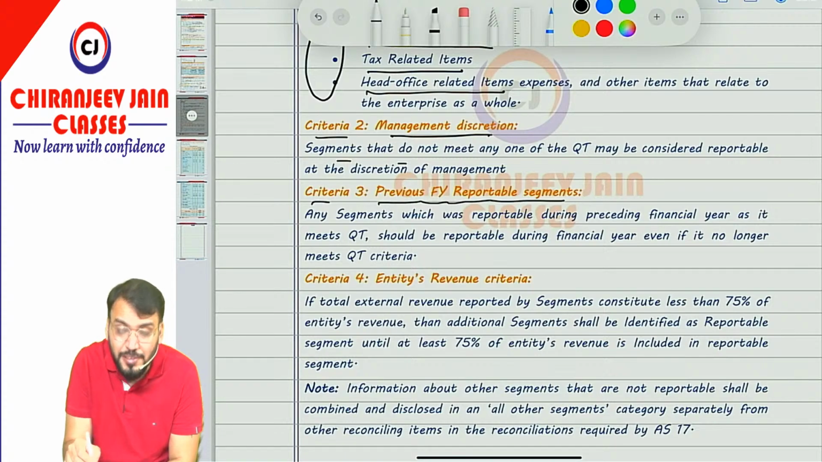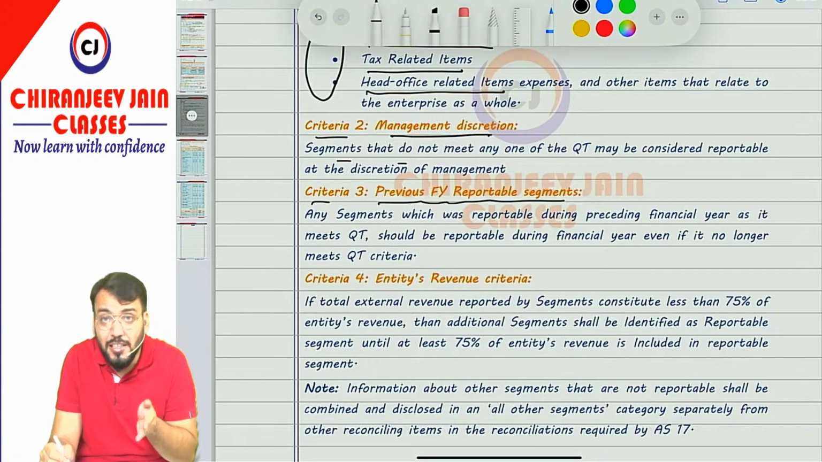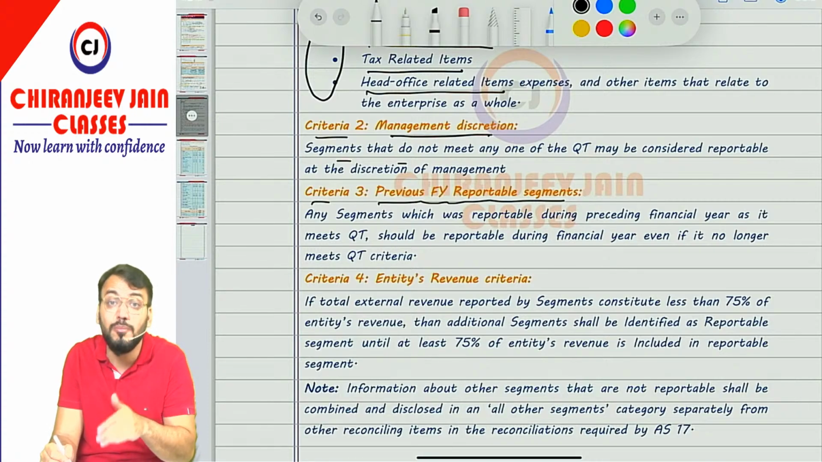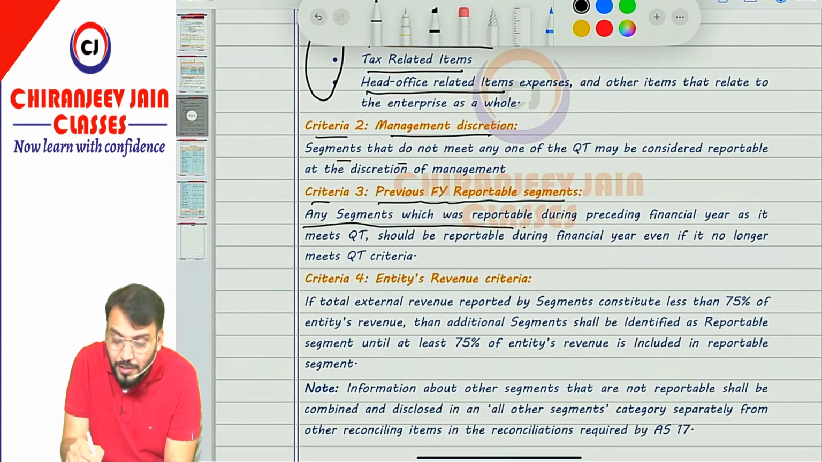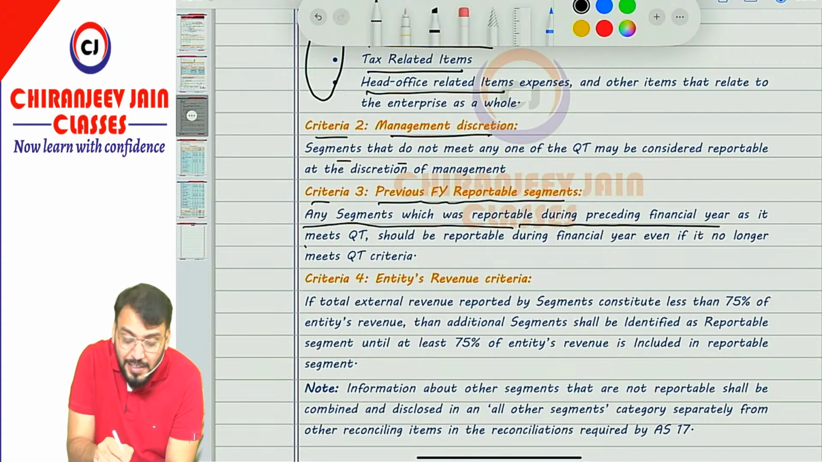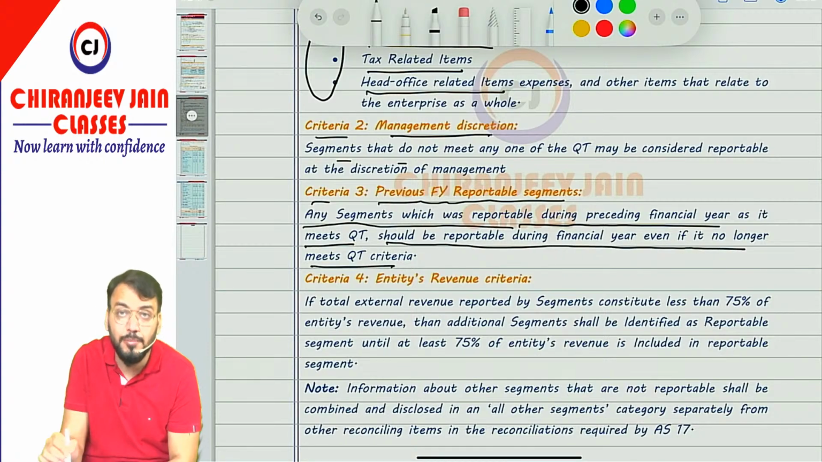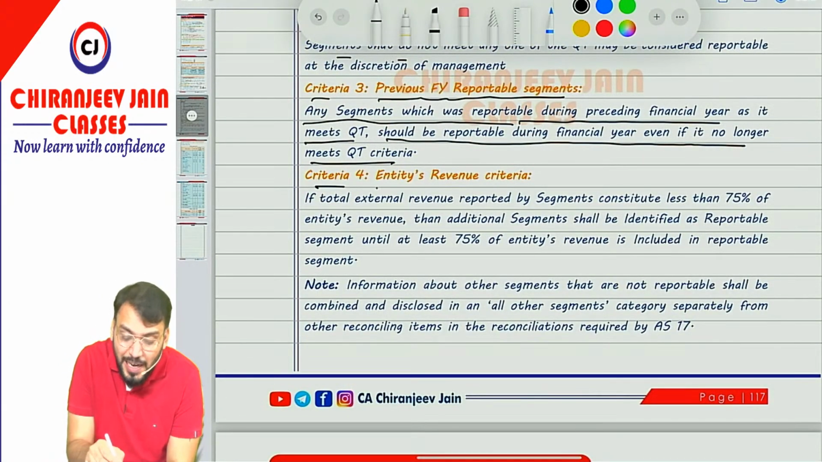Previous year reportable segment. What they want to see is if any segment was reportable in the previous year but does not meet the quantitative threshold criteria in the current year, that will be reportable in the current year, even though it does not meet the quantitative threshold criteria in the current year. So what they want to say is, any segment which was reportable during the preceding financial year as it met the quantitative threshold should be reportable during the current financial year even if it no longer meets the quantitative threshold criteria. Chalega. Last point is important from the examination point of view, entity's revenue criteria.